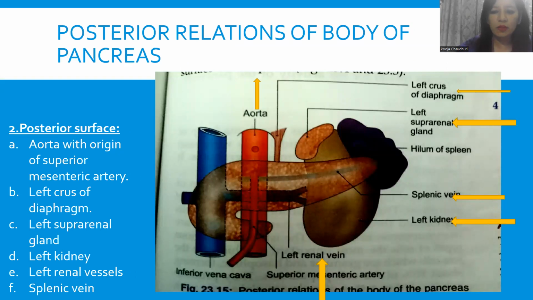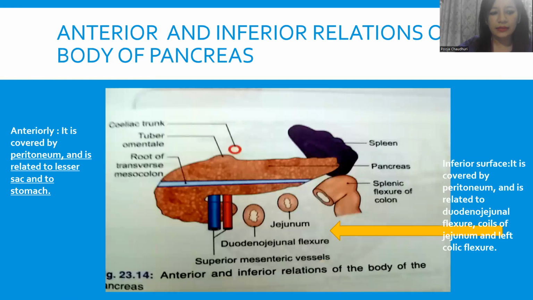And the posterior relations of the body of the pancreas, the posterior surface: we have the aorta with the origin of the superior mesenteric artery, the left crus of the diaphragm, the left suprarenal gland, the left kidney, the left renal vessels, and the splenic vein. So we can see there are so many structures related to this pancreas, and this is giving us a clear picture of the anterior relations of the body of the pancreas. It is covered by peritoneum and is related to the lesser sac and to the stomach.